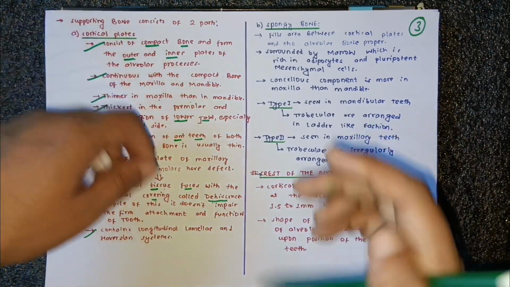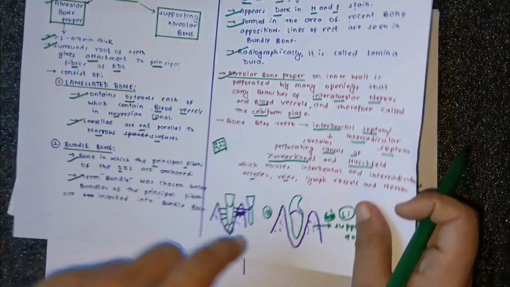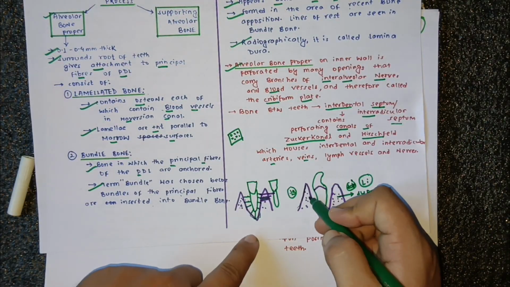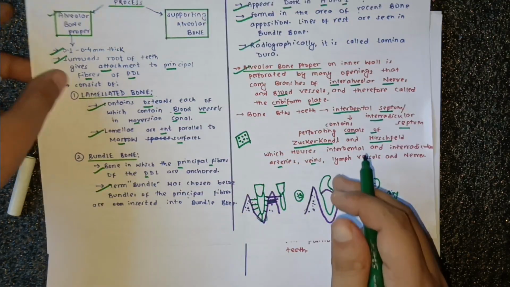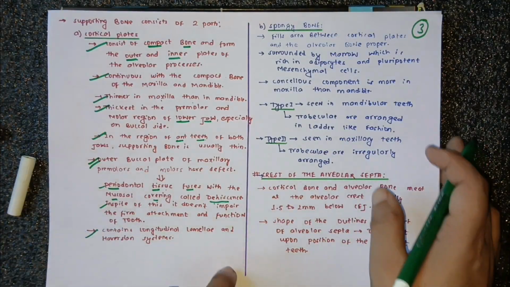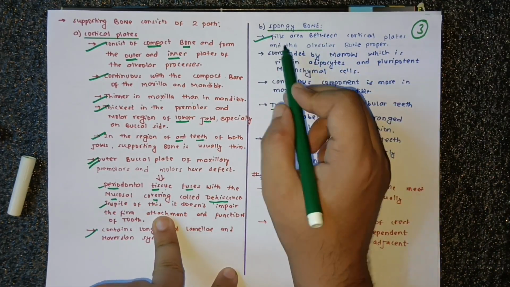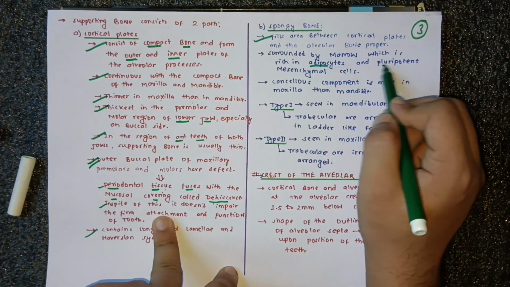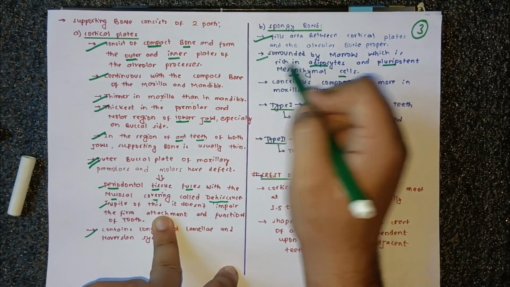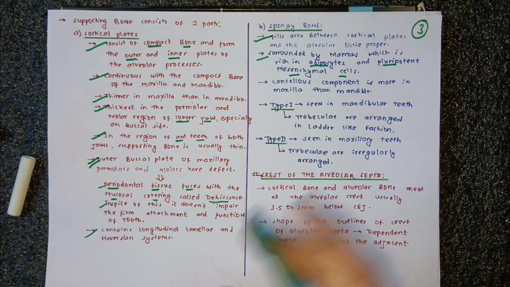After that, the spongy bone fills the area between the cortical plate. The maximum bulk of the supporting bone is formed by this spongy bone. Those dotted structures that I am showing here are the trabecular bone, or the spongy bone. It fills the area between the cortical plate and the alveolar bone proper. It is surrounded by the marrow, which is rich in adipocytes and pluripotent mesenchymal cells. We can see the adipocytes there in the marrow spaces.